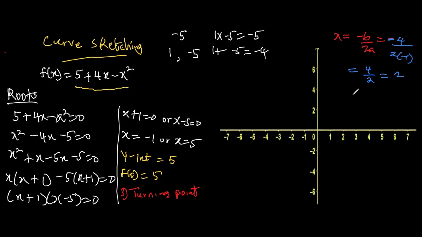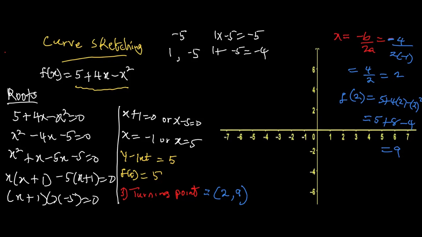We have 2. So the y value at the turning point is going to be f of 2. And if you look at f of 2 here, that is 5 plus 4 times 2 minus 2 squared. That is going to give us 5 plus 8 minus 4, and that gives us 9. So the turning point is, of course, when x is 2 and y is 9.